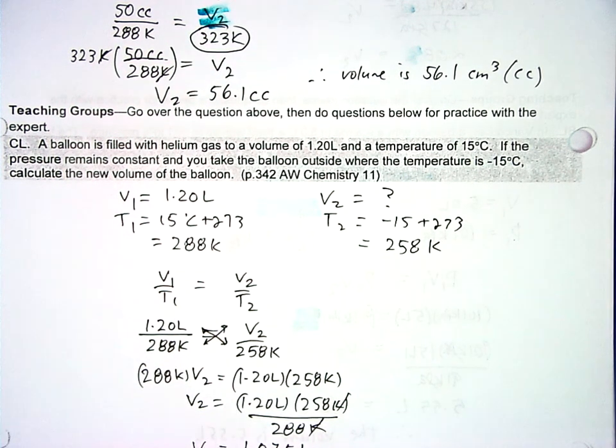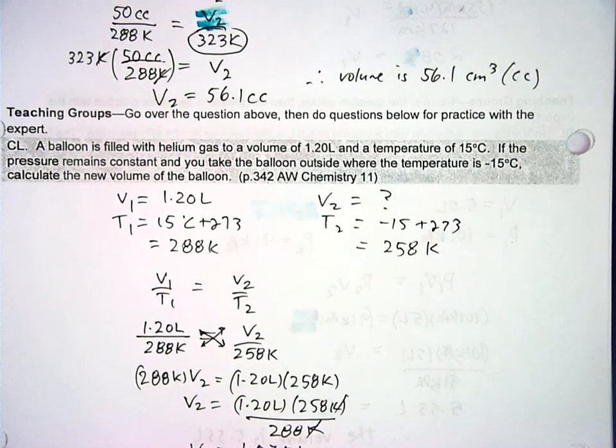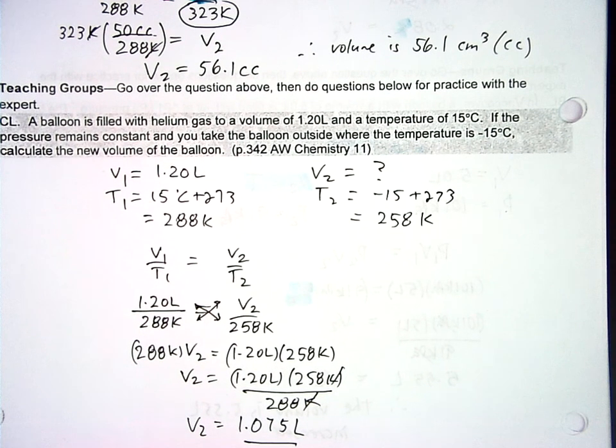I'm going to divide by 288, and I end up getting a volume of 1.075. I rounded it to 3 significant figures, and so the volume is 1.08. The volume went down. Does that make sense? Well, yeah, the temperature went down, so the volume should go down.